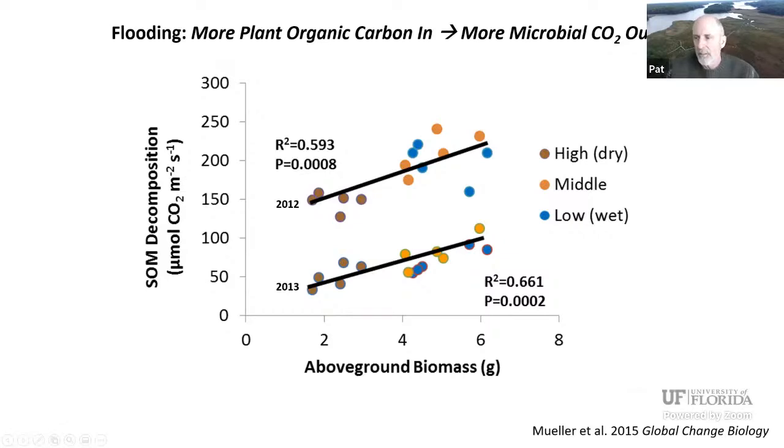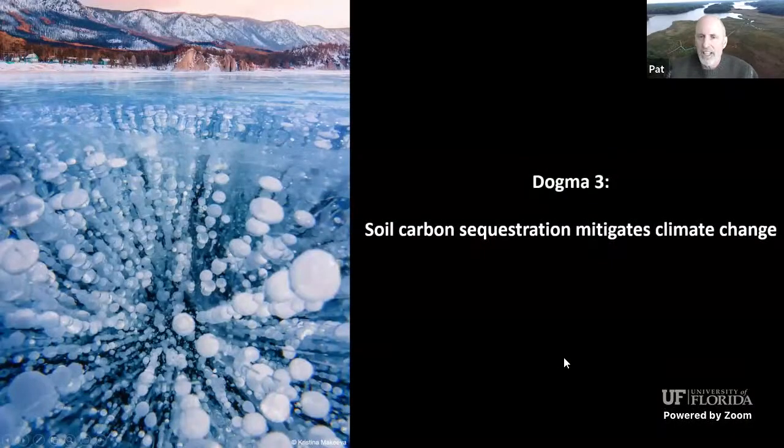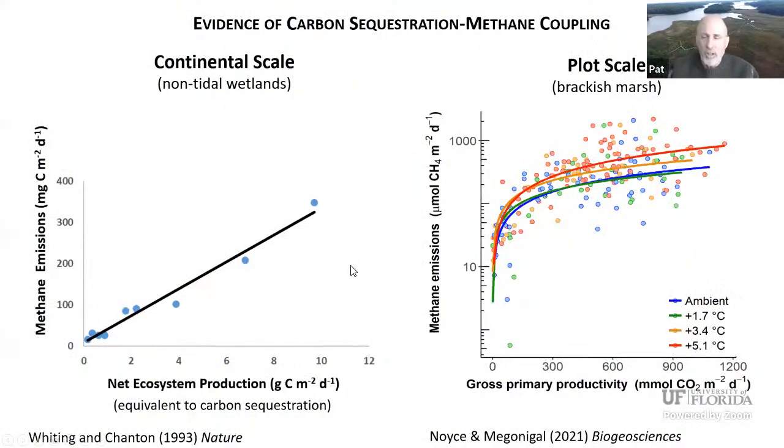Okay, well, my third dogma is that soil carbon sequestration mitigates climate change. Whatever we can do to increase soil carbon sequestration, we're going to mitigate climate change, particularly in wetlands. And the image on the left I chose because what you're seeing there are methane bubbles frozen in place in Lake Baikal. Methane is the source of the homeostasis I'm thinking about here. We know, or we think we know, that there is a relationship such that increased rates of plant productivity lead to increased rates of methane emissions.